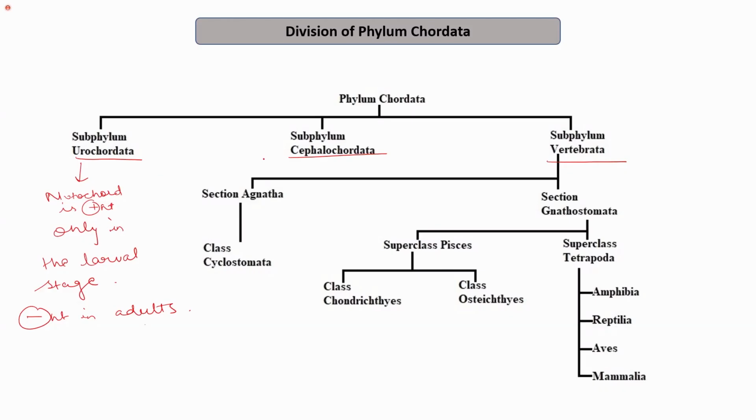In cephalochordates, the notochord runs from tail to head, and it is present throughout the life cycle. The next subphylum is Vertebrata.